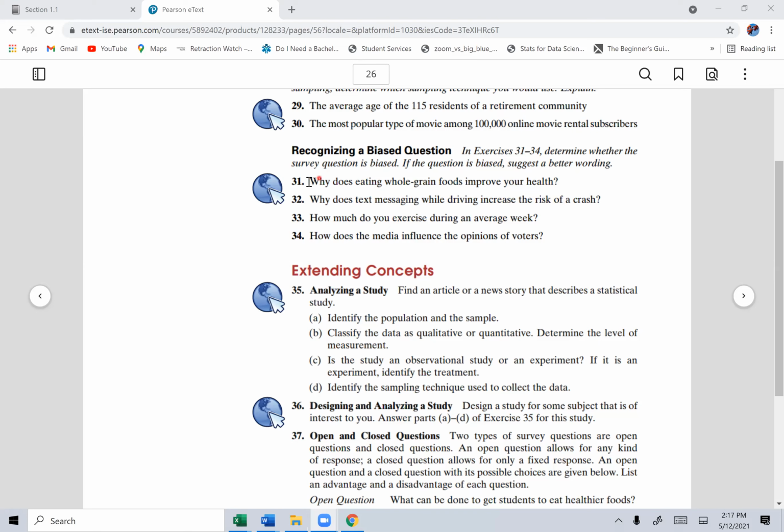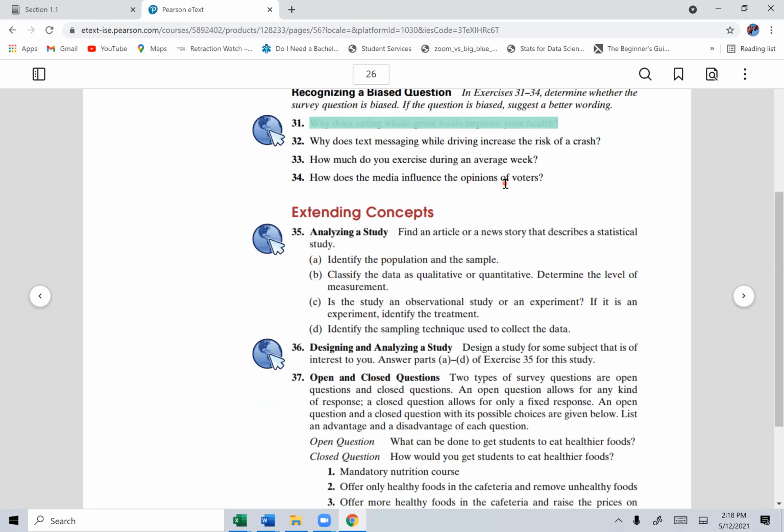So how would you reword this one, guys? Just change a couple words here, or one word. Take the why out. Exactly. Yeah. Take the why out. And does eating whole grain food improve your health? I think that's not a biased question.